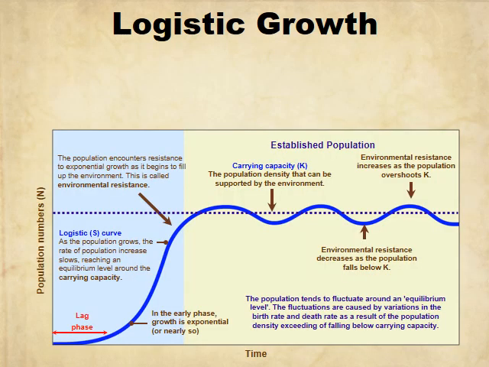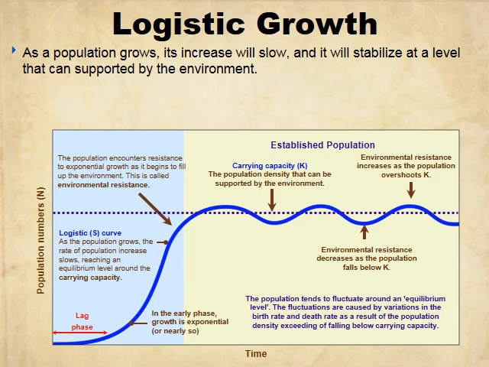So here we come to logistic growth, and you can see here as the population grows, the increase will slow and it'll stabilize at a level that could be supported by the environment, basically your carrying capacity. So here there's a bit of a lag, and then during the early phase your population will grow exponentially. So your J curve, then environmental resistance will exert pressure onto your population. There won't be as much food, there won't be as much water, there won't be as much space because all these individuals are packed together.